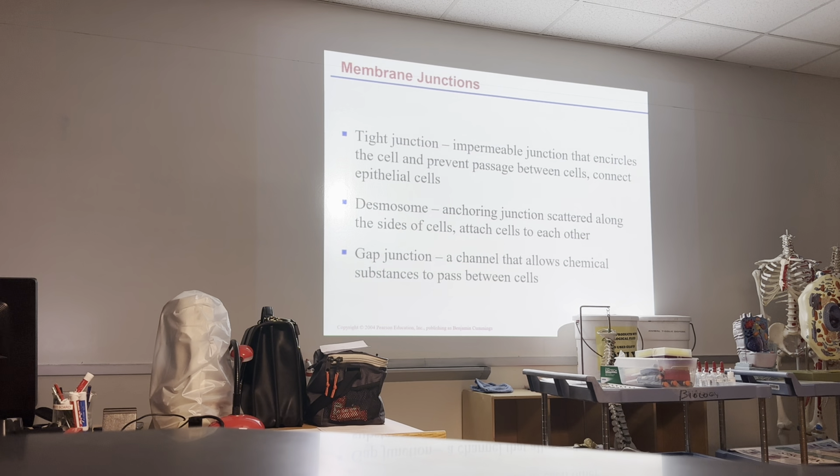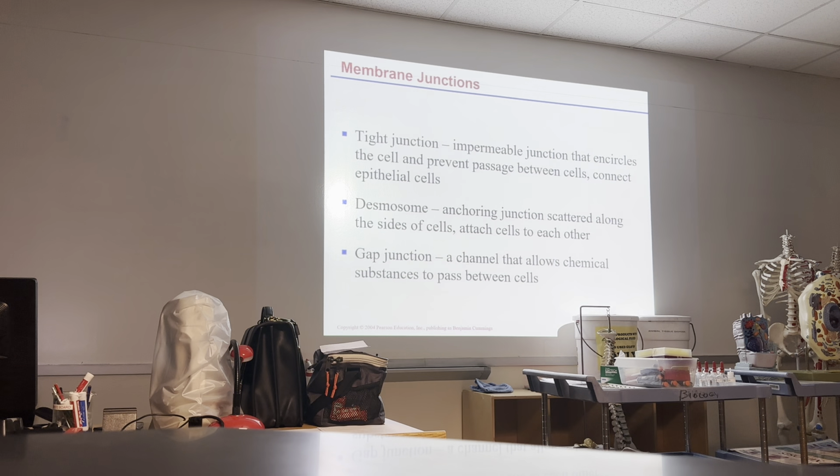What is the next one? Desmosome: anchoring junctions scattered along the sides of cells, attach cells to each other. What's the key word for desmosome? Anchoring. Okay, what about the next one? Gap junction: a nexus that allows chemical substances to pass between cells.